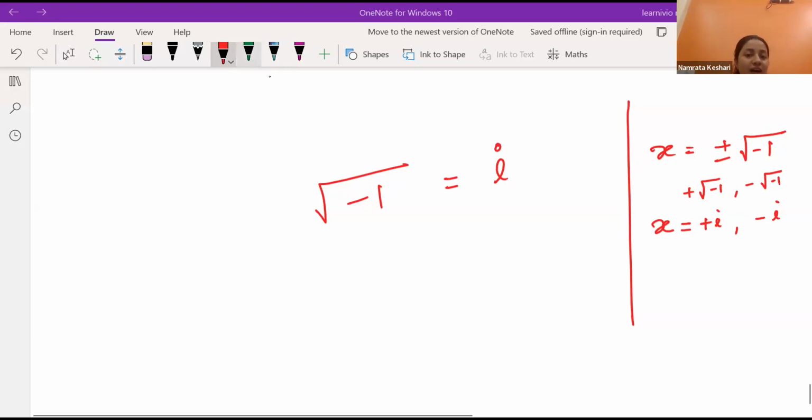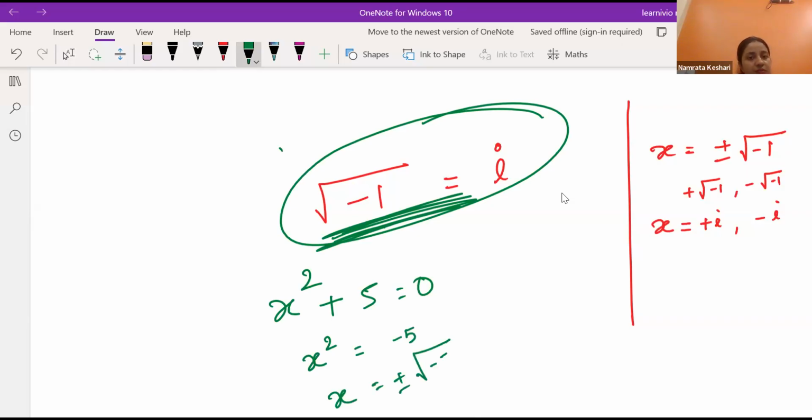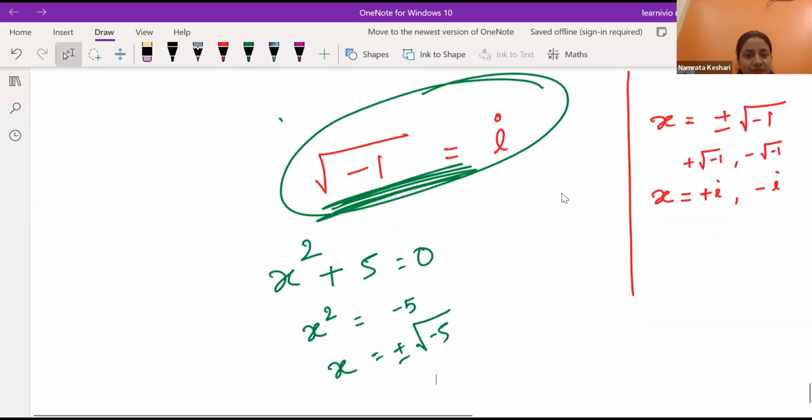In case we have x square plus 5 equals 0, then how will we find the x value? You have to keep this in mind: note that root negative 1 is called iota. Now, to find the x value from x square plus 5, we say x square equals 5 will go to the other side, minus 5. And then x will be plus minus under root minus 5. Making sense so far?